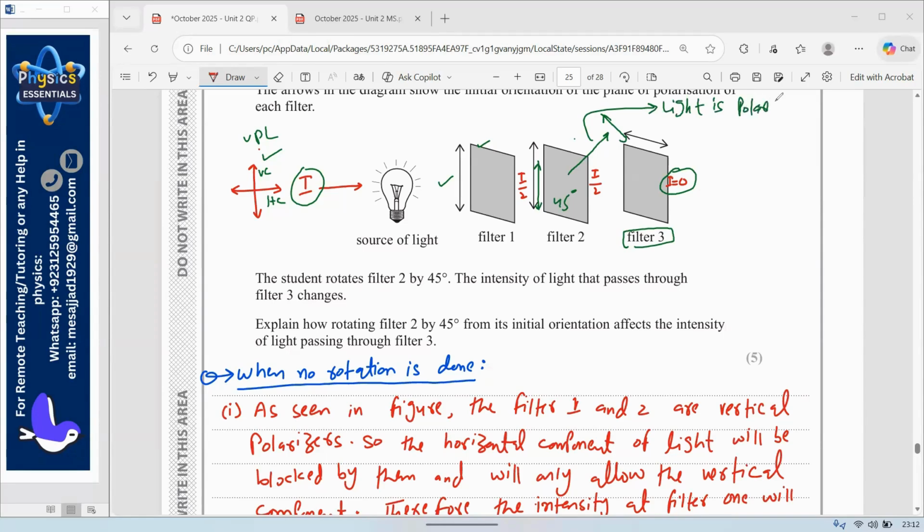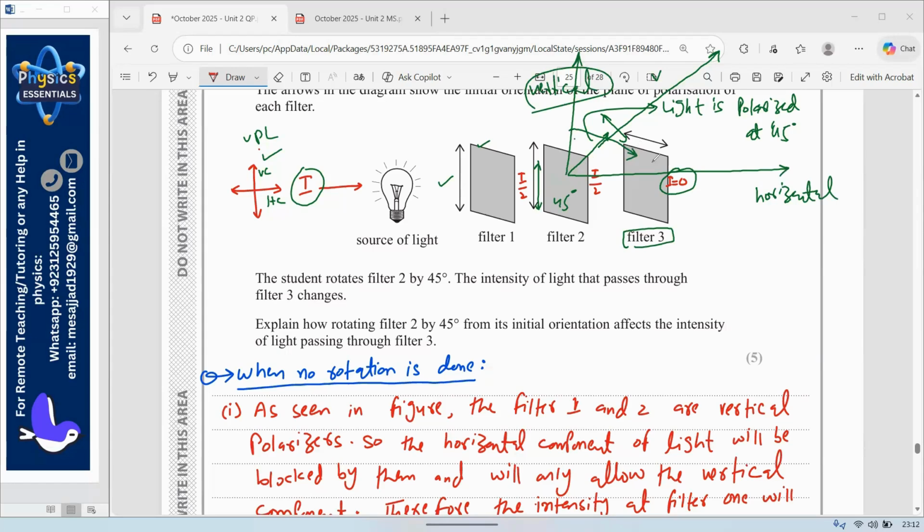All right. So when the light is polarized at 45 degrees, what will happen then? It means the light is now moving in this direction. So if it is moving in this direction, it means it has two components. One is this, which is the horizontal component, and one is this, which is the vertical component.